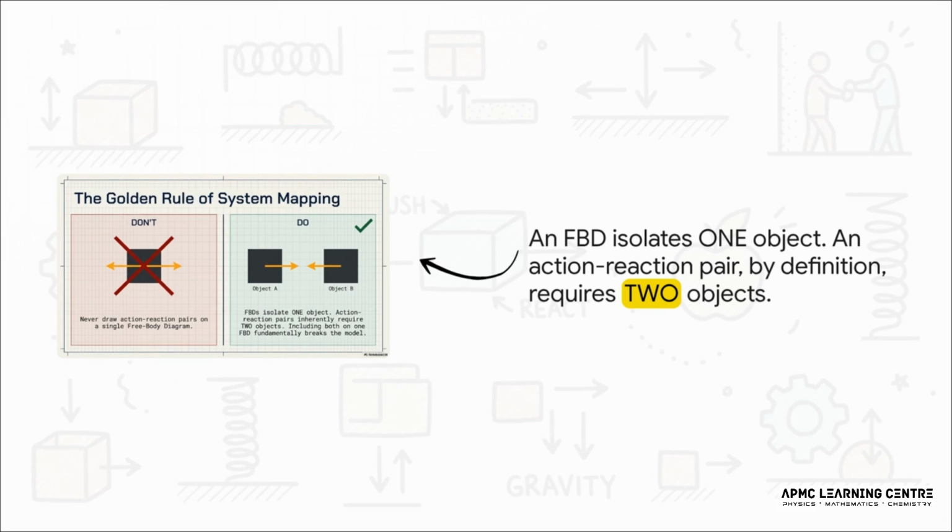Just think about it for a second. The whole reason we make an FBD is to isolate the forces on one single object, to see if those forces are balanced or not. But an action-reaction pair, by its very definition, acts on two different objects. So putting both of those forces on one diagram is, well, it's a fundamental contradiction. It just doesn't make sense.